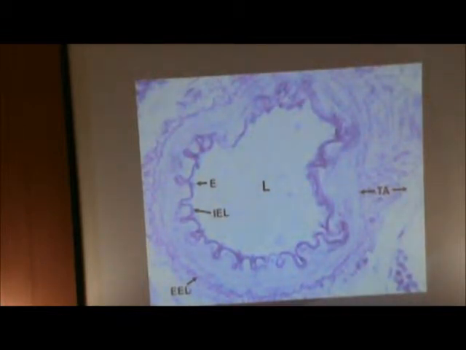They form internal elastic lamina, and next, elastic fibers are situated in the tunica adventitia. They form prominent external elastic lamina located between tunica media and tunica adventitia, and they are also present in the tunica adventitia. Look at the tunica media. We see few elastic fibers, and because of that, this is muscular artery.